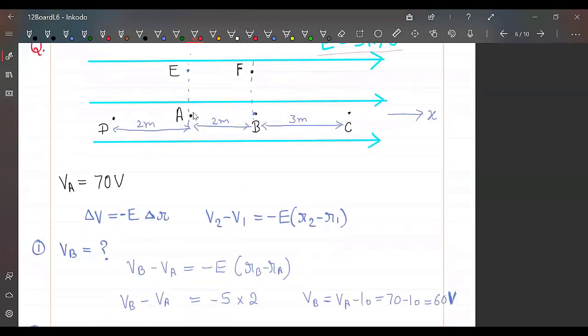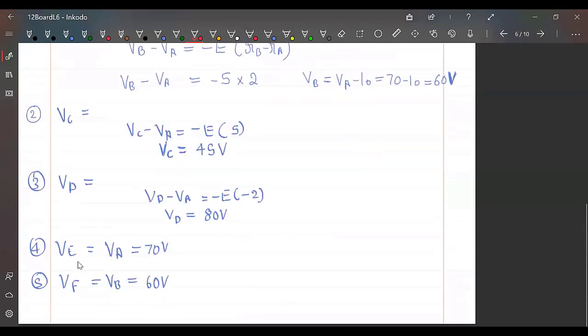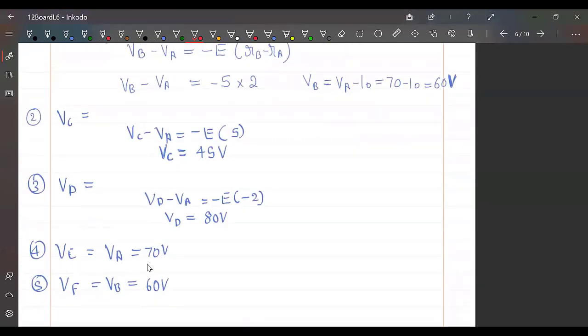Then potential at E will be equal to potential at A, and potential at F is equal to potential at B. So potential at E will be equal to A, that is 70 volt. Potential at F is equal to potential at B, that will be 60 volt.